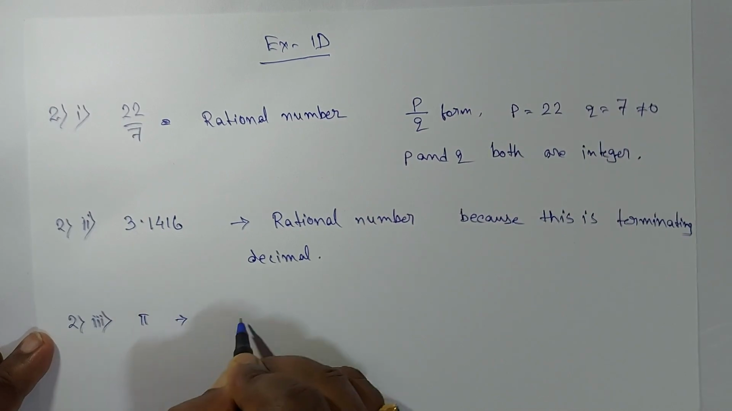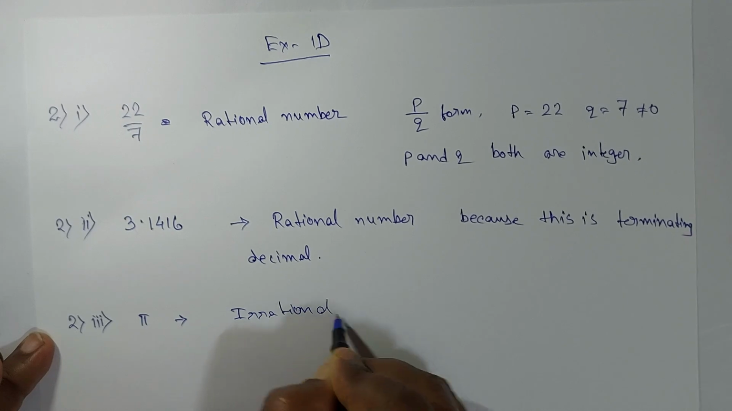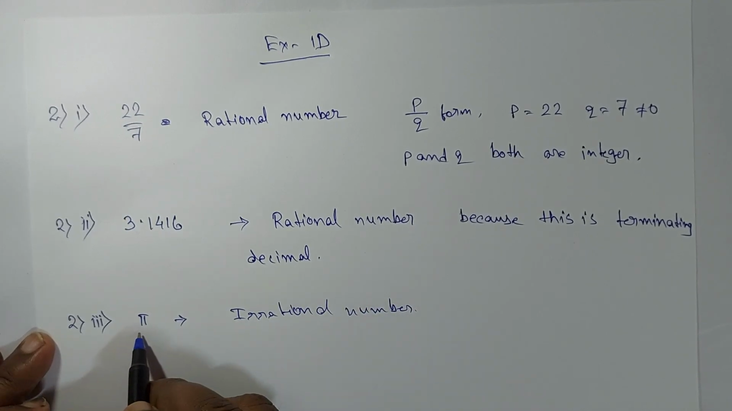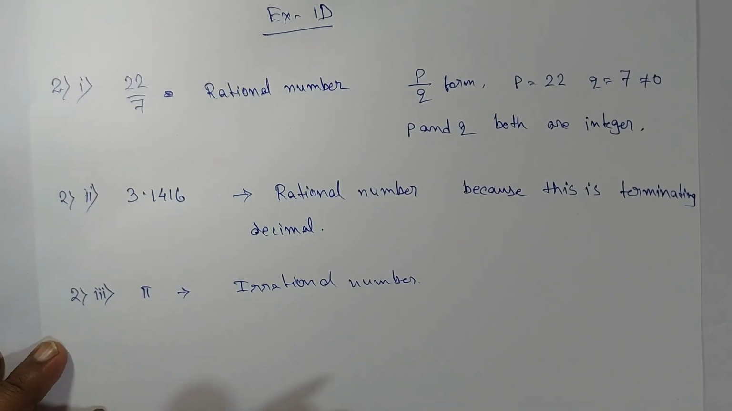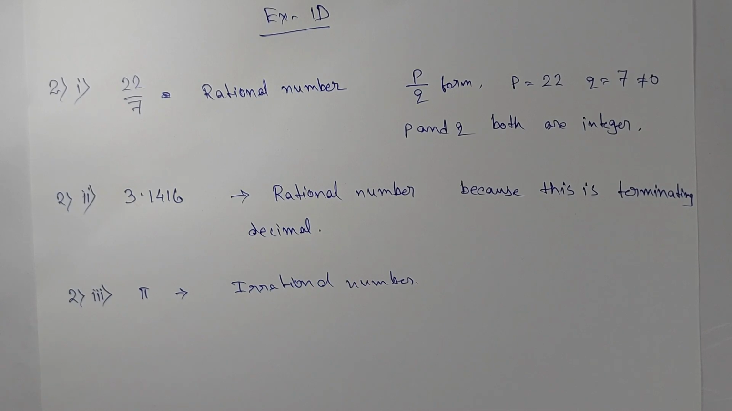Next is pi. Pi is an irrational number. Remember, though in mathematics we place the value of pi as 22 by 7, it is the nearest value of pi, not the exact value of pi.